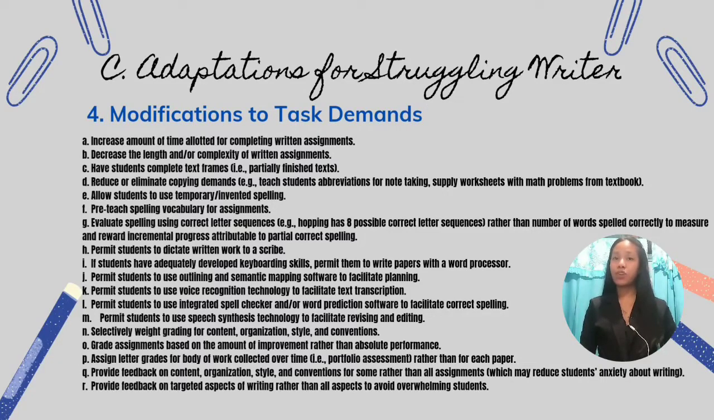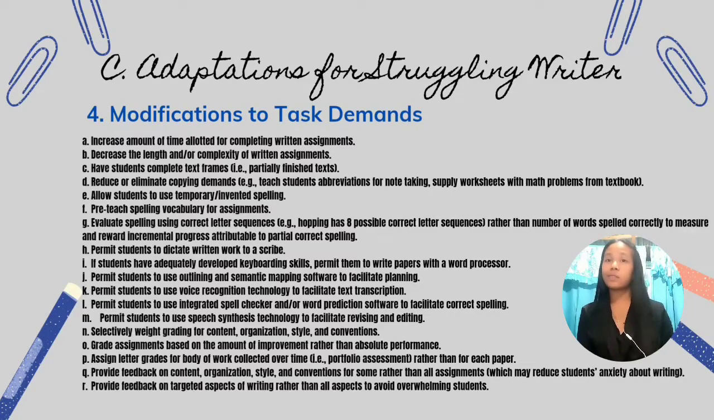F. Pre-teach spelling vocabulary for assignments. So, in this one, a teacher needs to give the correct spelling as well as the meaning of the word before the student will encounter the word and its spelling. Letter G. Evaluate spelling using correct letter sequence. Example, "Haping" has 8 possible correct letter sequences, rather than the number of words spelled correctly, to measure and reward incremental progress attributed to the partially correct spelling.